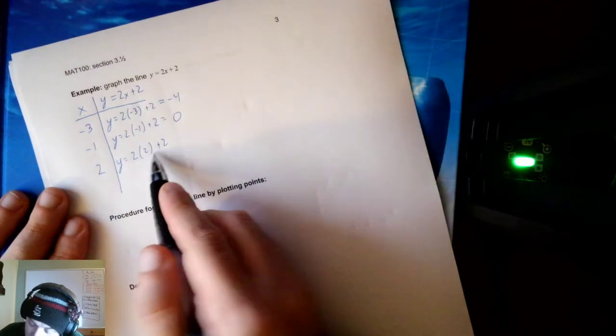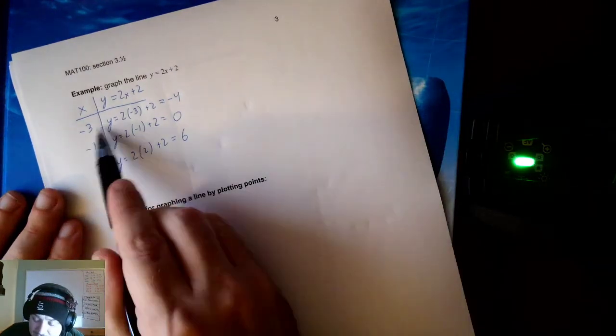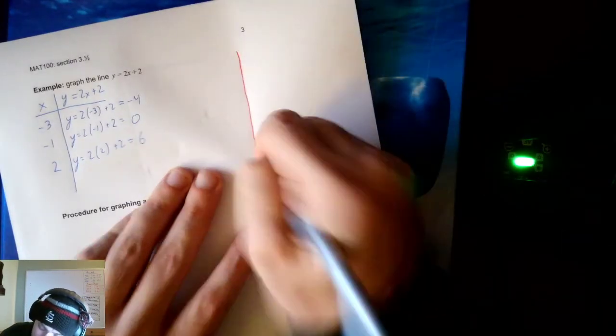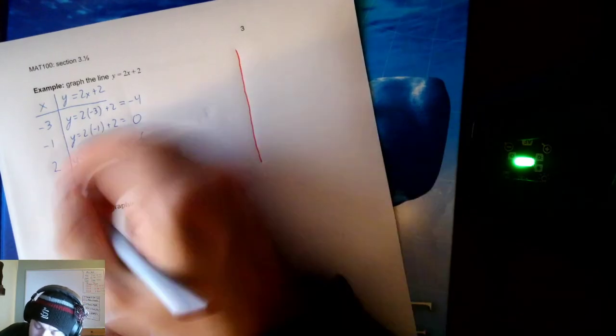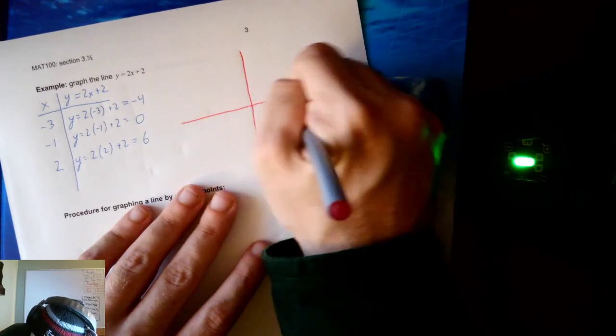Let's see, 2 times 2 plus 2, that gives me 6. So I get -3, -4, -1, 0, and 2, 6. So when I go to graph my equation, it looks like if I go 6 in a negative number, that'll cover everything, right? So I'm going to count 6 in every direction.